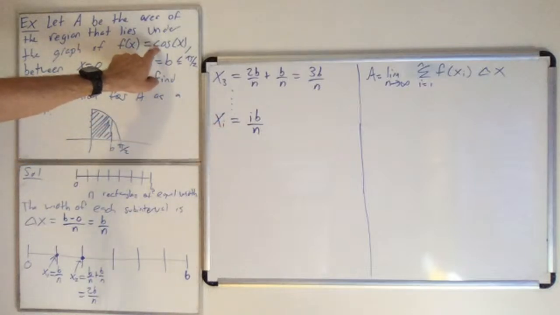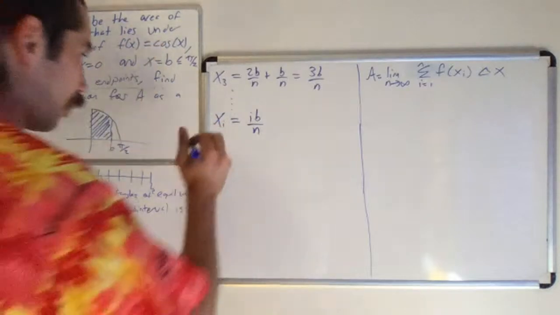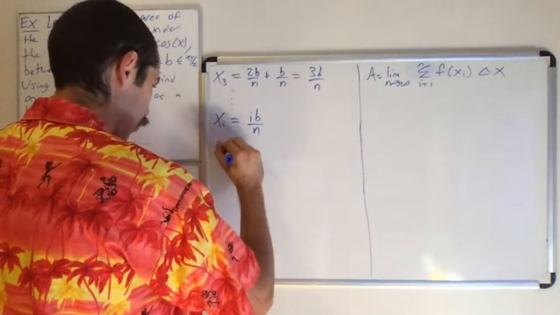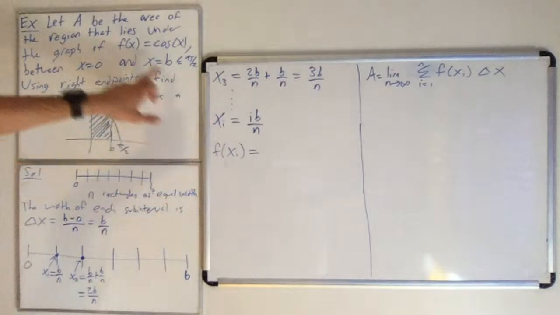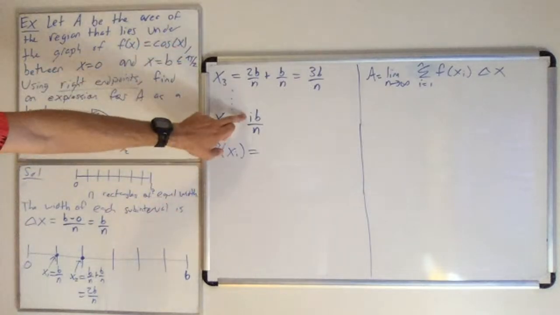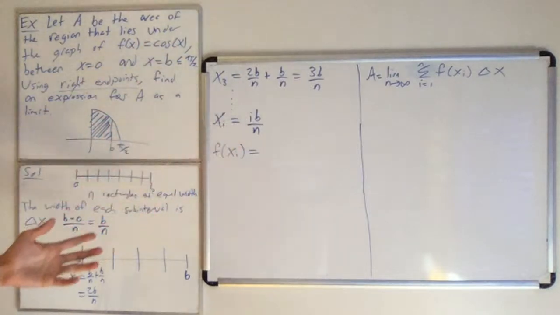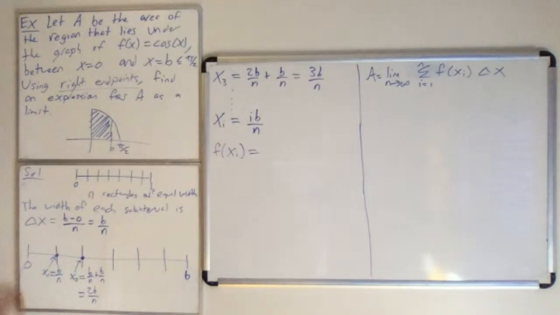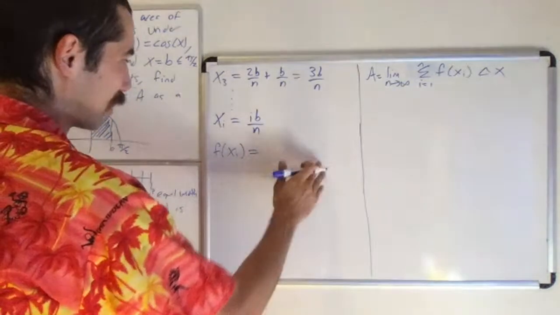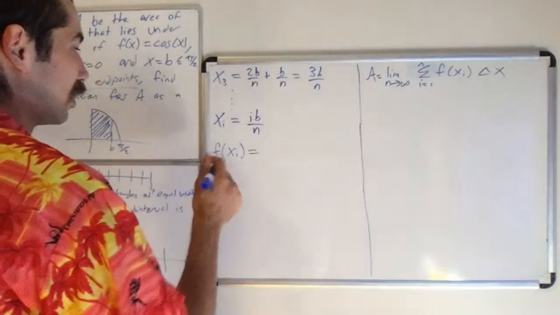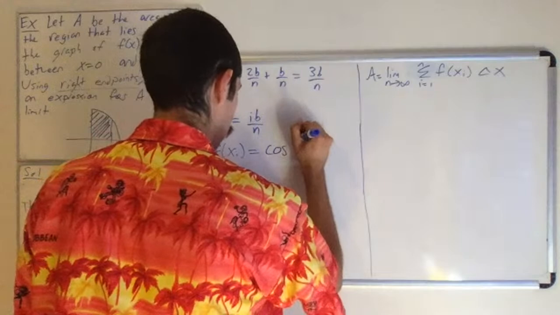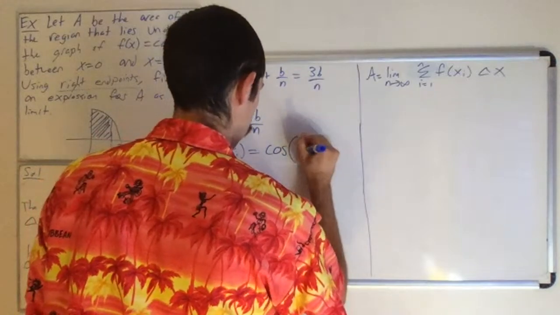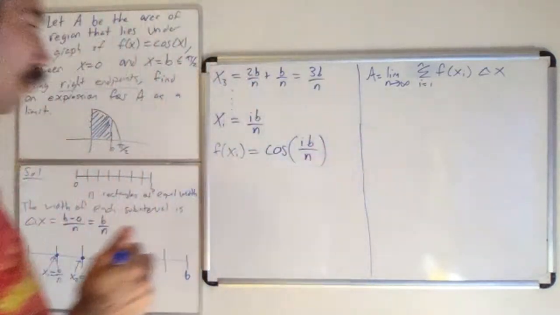The last thing we should write out is what is f of x sub i? And that's just to replace all the x's in our function with what we have here, and simplify if possible, but more often than not, it's best to not simplify. So f of x sub i is cosine of i b over n.